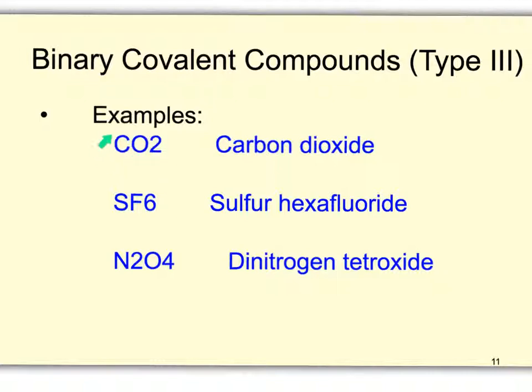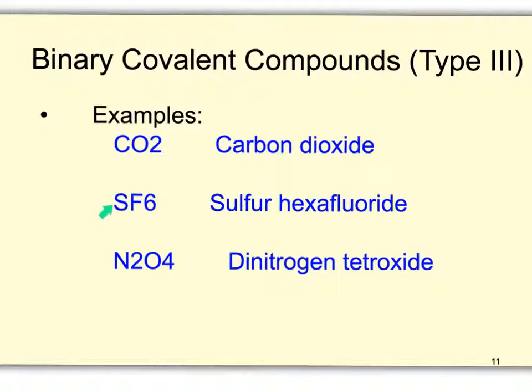Now we do not use the prefix for one when it appears on this first element. So this would not be monocarbon dioxide. However, if we did have the formula CO, we would call that carbon monoxide. So the one prefix can be used on the second element, but not the first.